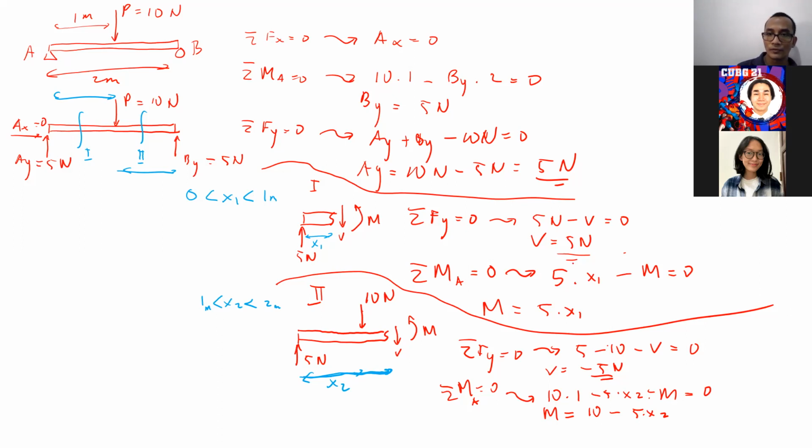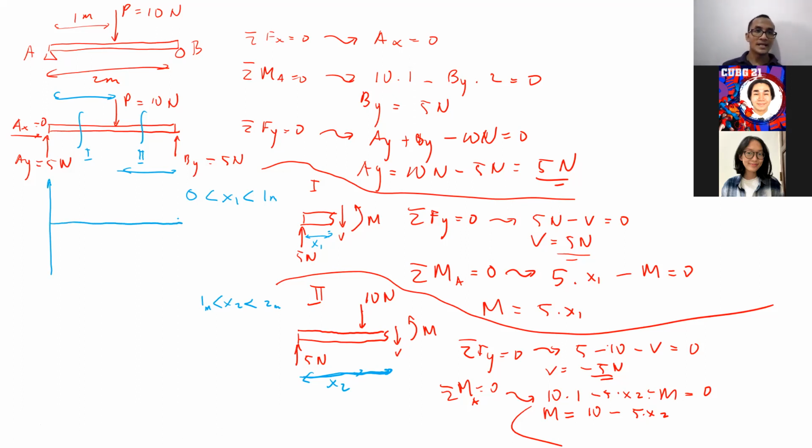Now the next thing we're supposed to do. These are all the equations that you need. We already solved for V and M for the first region, and for V and the moment for the second region as well. We only have 2 regions, so we can draw the shear force diagram and moment diagram. Let's try to draw the shear force diagram. This is our shear force diagram.